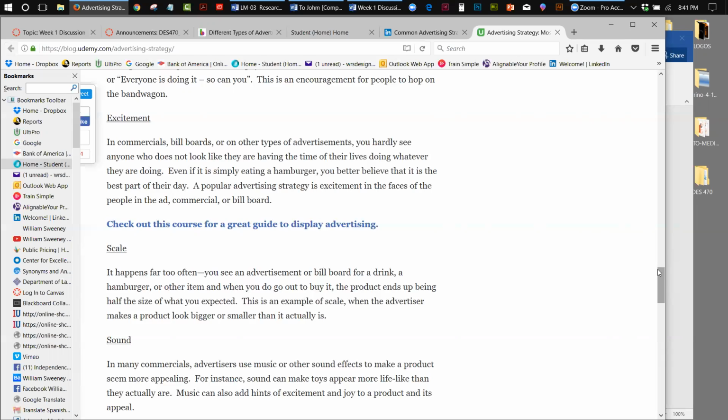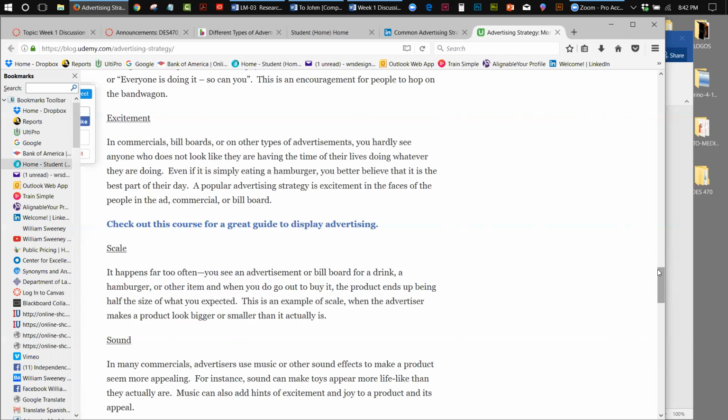The popular advertising strategy is excitement in the faces of people in the ad, commercial, or billboard. So yeah, that's a way of doing it. Maybe if you can incorporate people looking extremely happy at what they're doing, then you might have something that would work for excitement. But it should really be for something for which it's appropriate. And I go back to what I've said a number of times already. Every single one of these strategies has to do with something that is appropriate for whatever you are trying to market. That's really what the whole thing is.